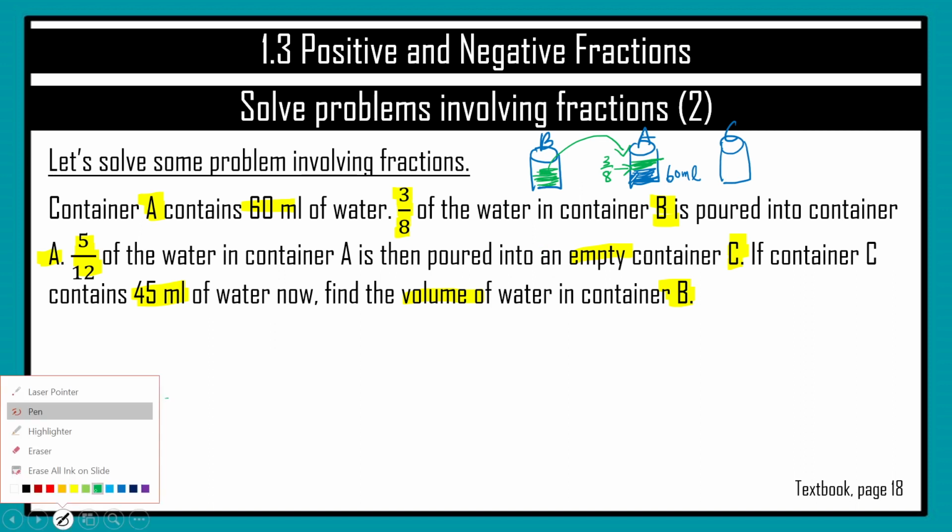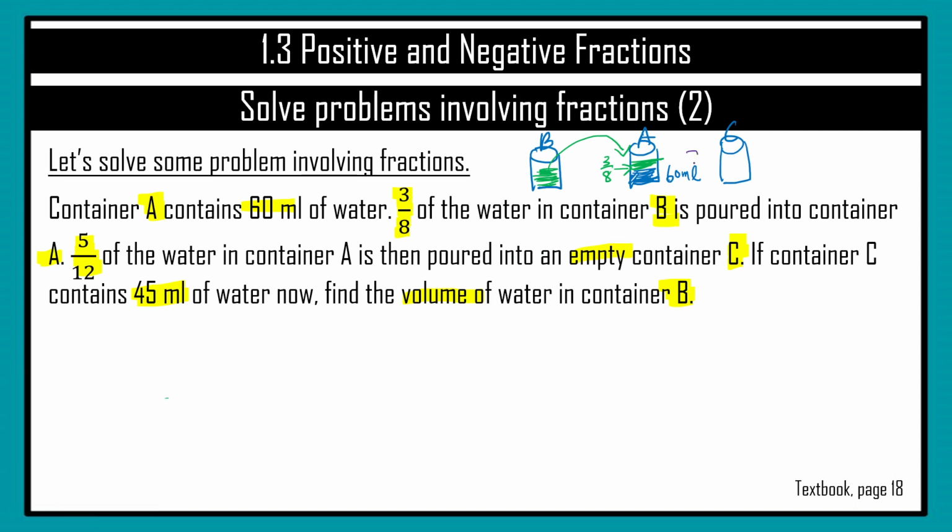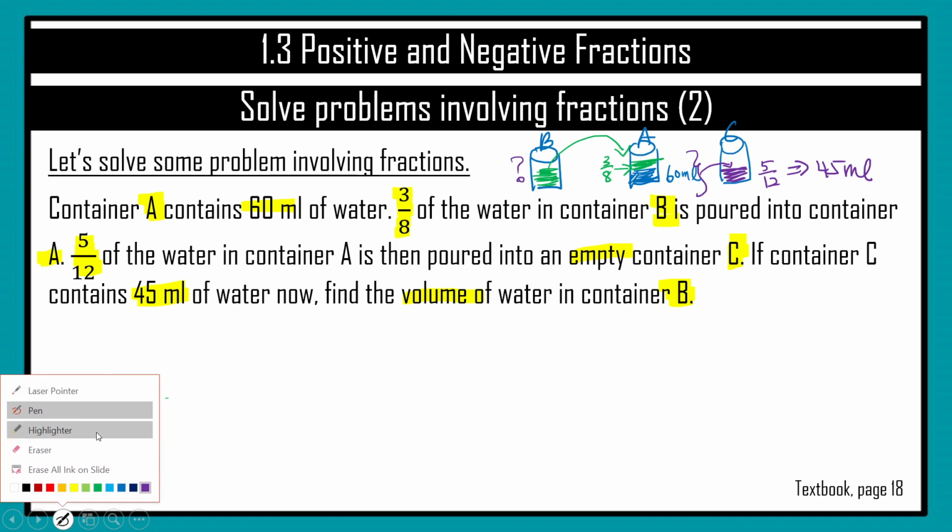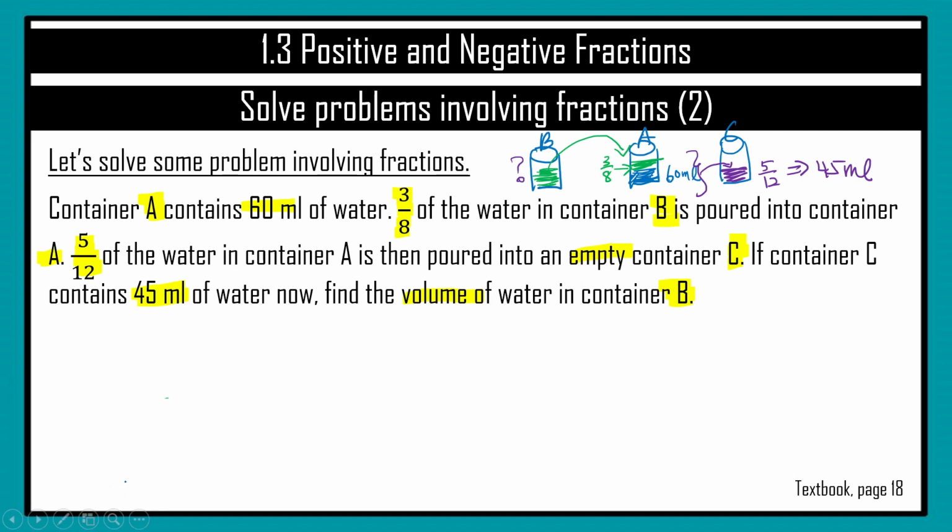Now from that all total, this much is going to pour into C, which is 5/12, which is 45 ml. So I want to see how much this one is. From this information, I know that 5 parts of the water is equal to 45 ml.